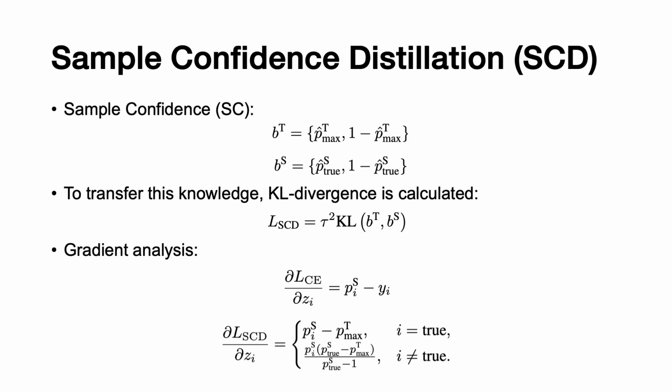In contrast, the student SC consists of two components, the predicted probability for the true class and the sum of the predicted probabilities for the remaining classes. To transfer knowledge, KL divergence between them is calculated. While both cross-entropy and SCD operate on the true class, gradient analysis shows that their effects are not entirely identical. Consequently, RLD incorporates both, thereby endowing the distillation process with greater flexibility.